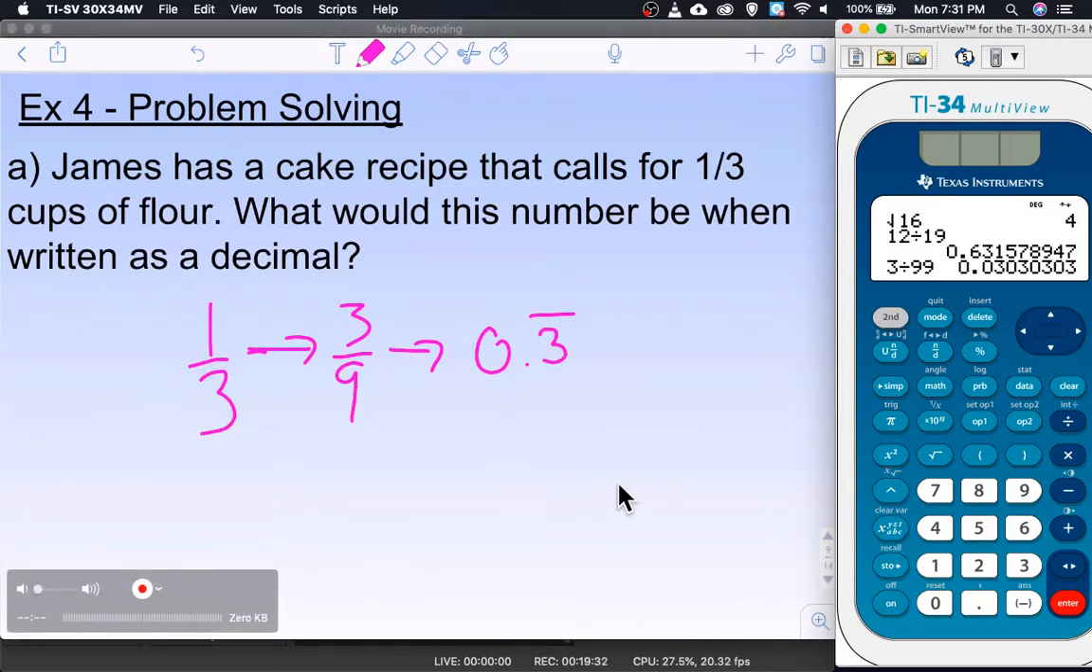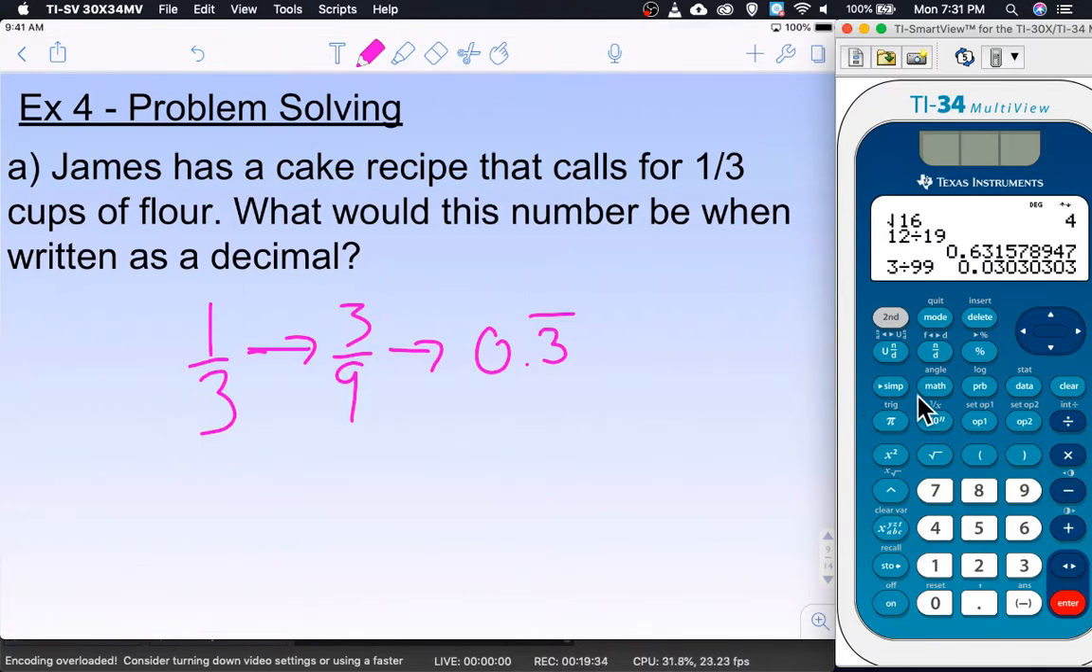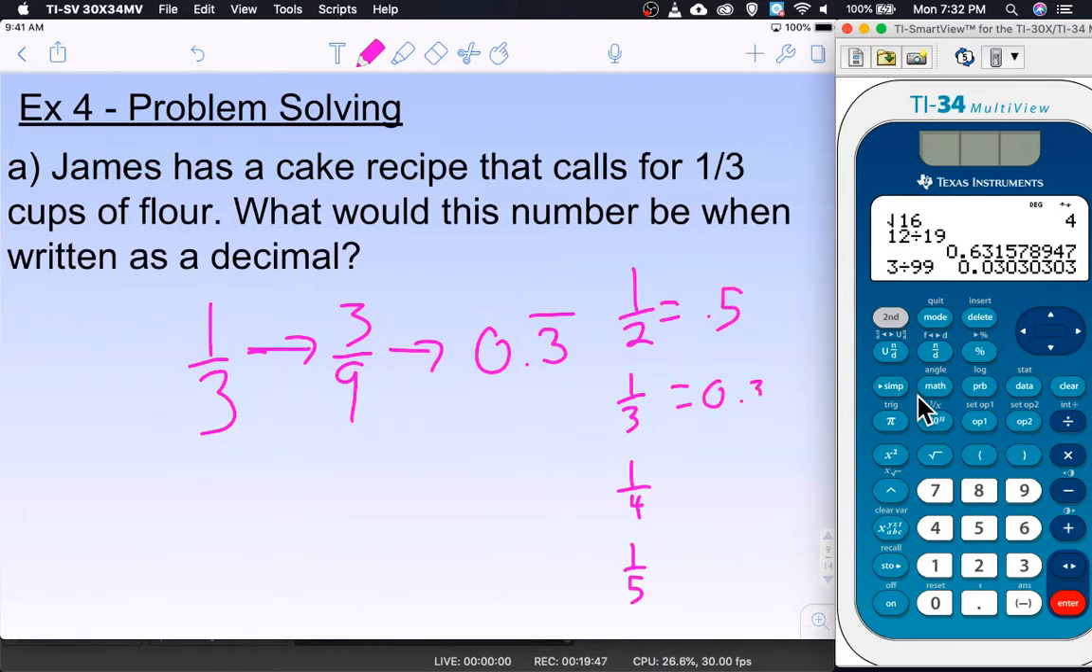Or you might just know, because 1/3 is a fairly common fraction. You probably know what 1/2, 1/3, 1/4, and 1/5 are, all as decimals. 0.5, 0.3 repeated, 0.25, 0.2. Those are very common fractions to decimals that you'll see a lot of.